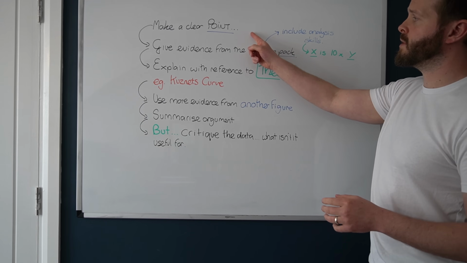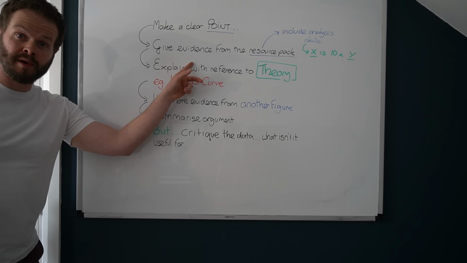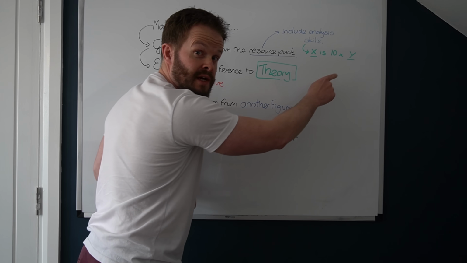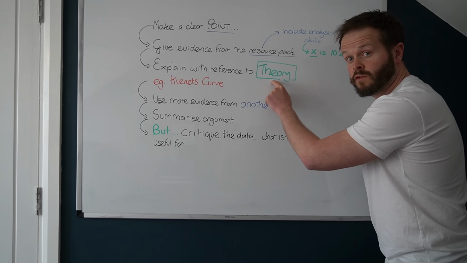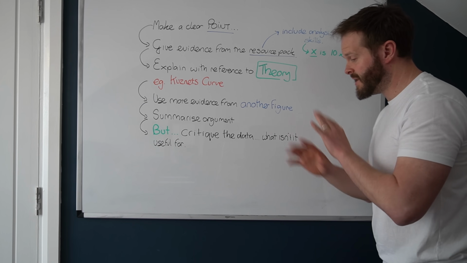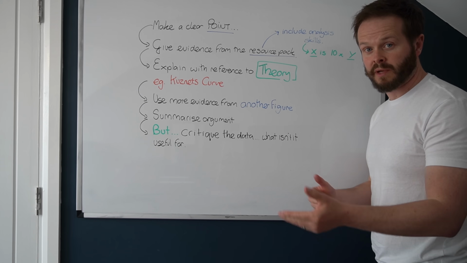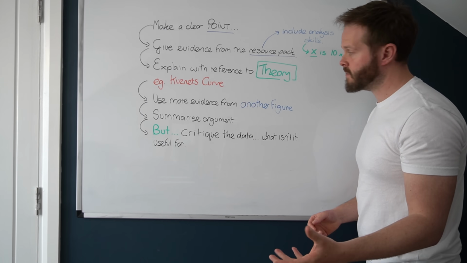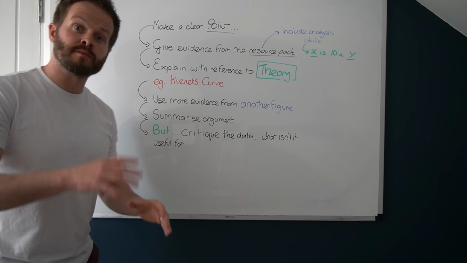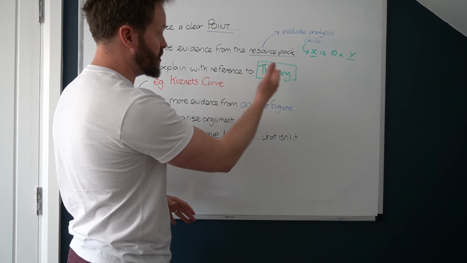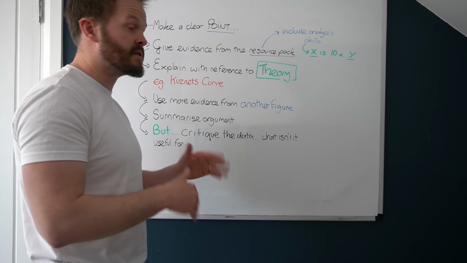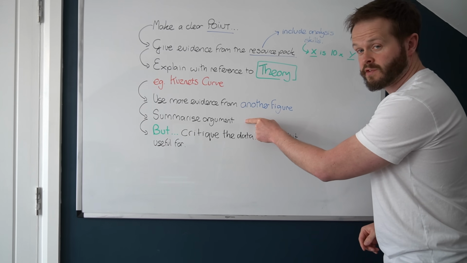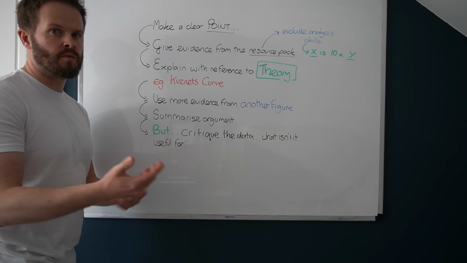You make a clear point. Back it up with evidence from the resource pack. Make sure that you include those analysis skills like X is 10 times Y. Make reference to some sort of theory from geography from anywhere in the specification, from papers 1 and papers 2, maybe something like the Kuznets curve. Try and bring in another piece of evidence from somewhere else in the resource pack that also backs up the point that you're making to show that you can use multiple bits of data to back up the same argument. And you want to summarize your argument, linking back to the question in some way, shape or form.